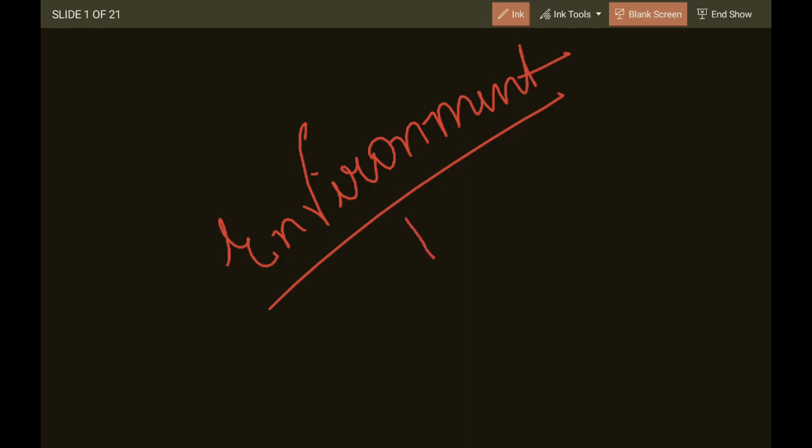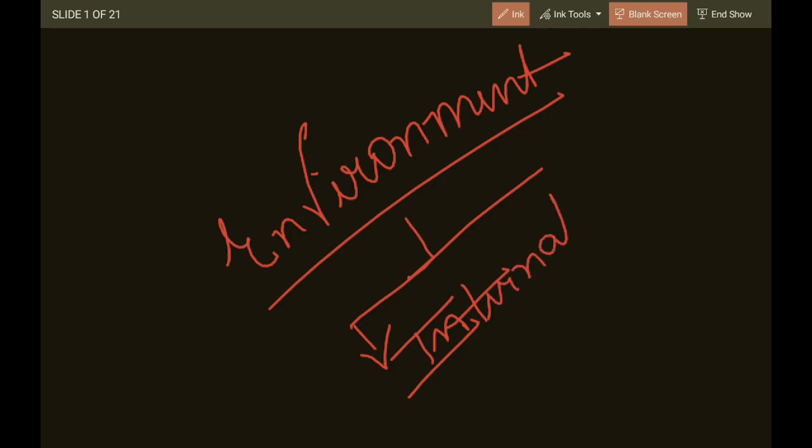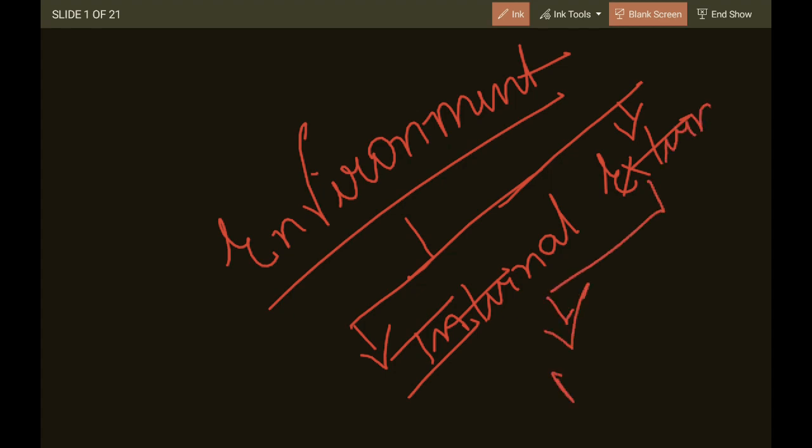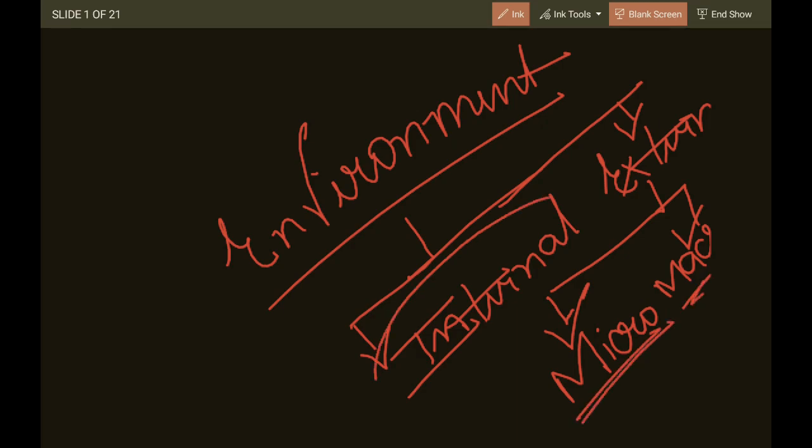Environment is basically classified into two categories: internal environment, which is controllable, which is under the organization, and external environment, which is outside the organization and cannot be controlled, but partially micro factors can be controlled. External environment is classified into micro and macro. Micro is partially controllable; macro is uncontrollable. Internal is totally controllable.